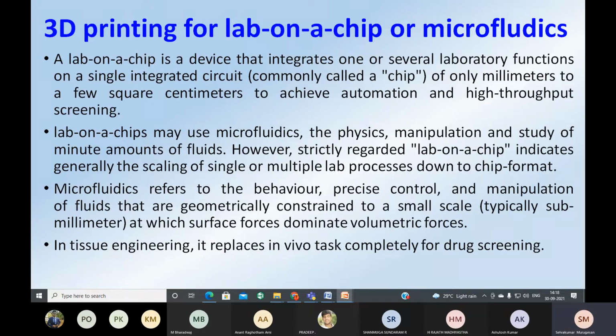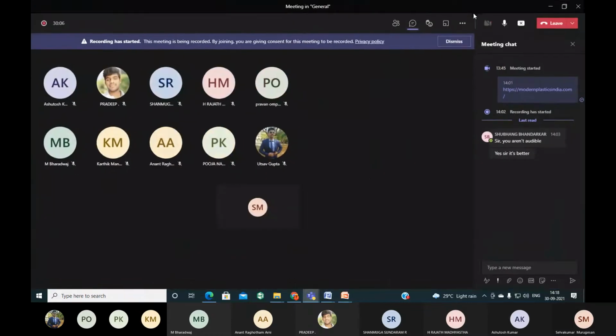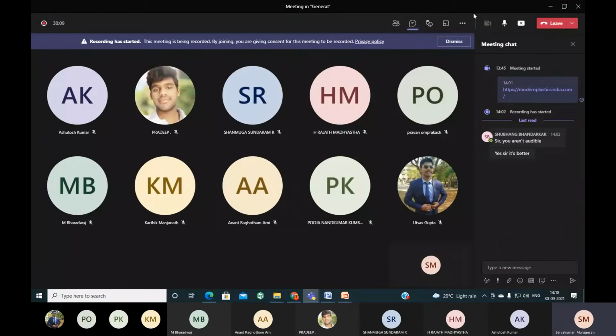And have you ever come across this one, lab on a chip, microfluidics? What is lab on a chip or the microfluidics technology? Is it very new for you? You never heard about this? So microfluidic is nothing but... No idea. Fine.